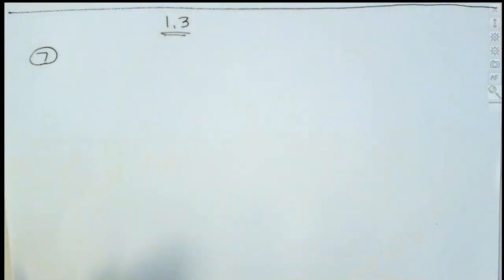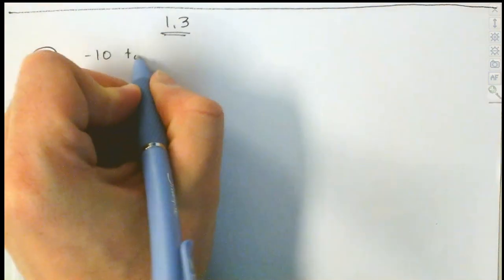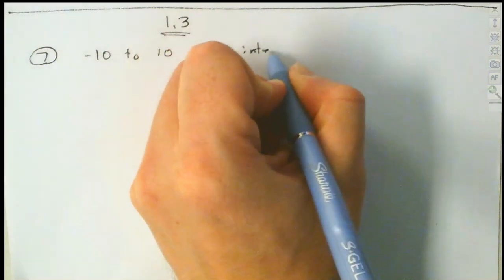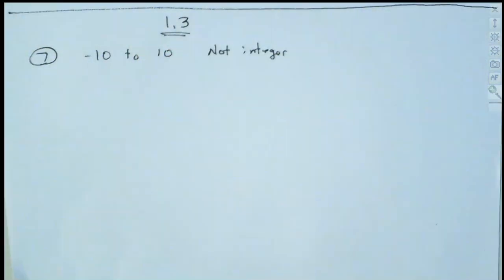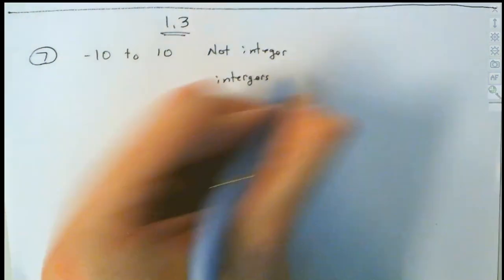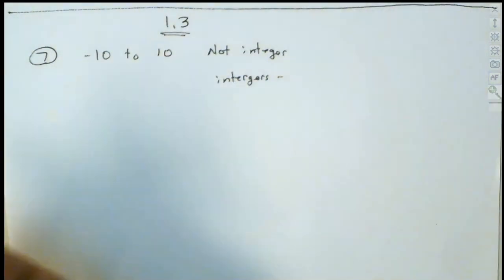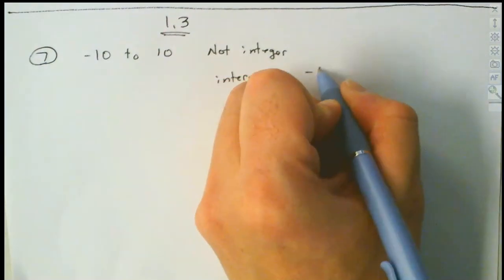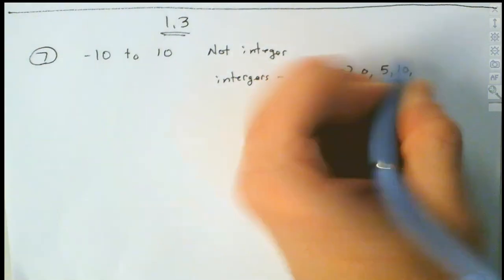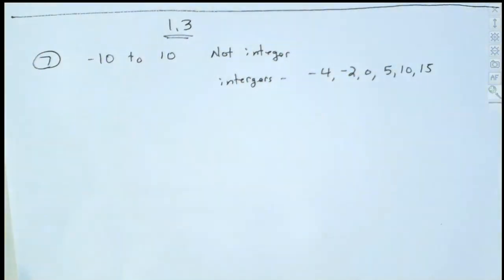There are an infinite number of solutions. All I need is one of them. It has to be between minus 10 and positive 10 and not an integer. So what are integers? Let's talk about integers. Okay, so what are some examples? Well, some examples of integers, just so we know what they are, would be things like minus 4, minus 2, 0, 5, 10, 15. Those are all going to be integers.